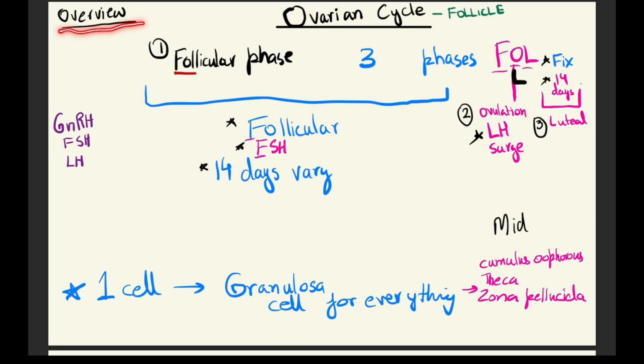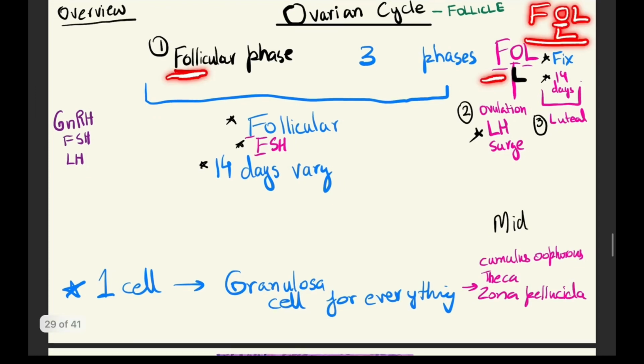Next, the overview of the ovarian cycle: we have the word follicle. We can write the word follicle like this: F, O, L, L. For the F, we have follicular phase. For O and L, we have ovulation and LH surge. For the last L, we have luteal phase.